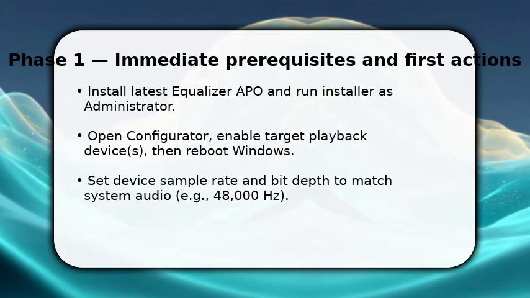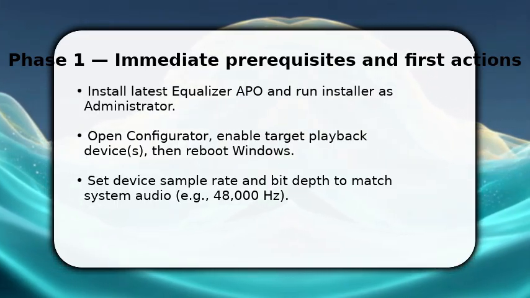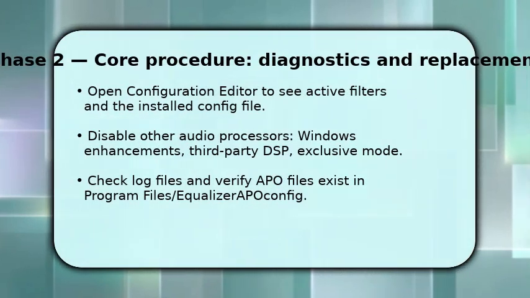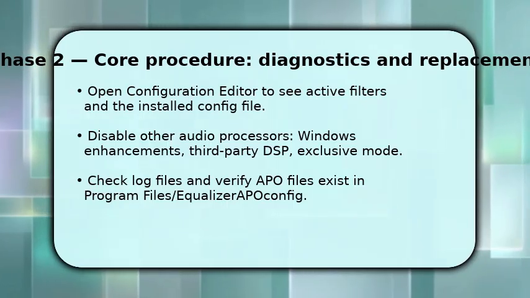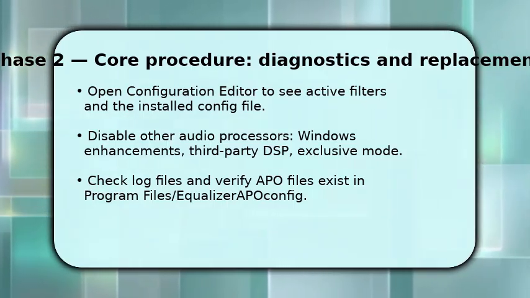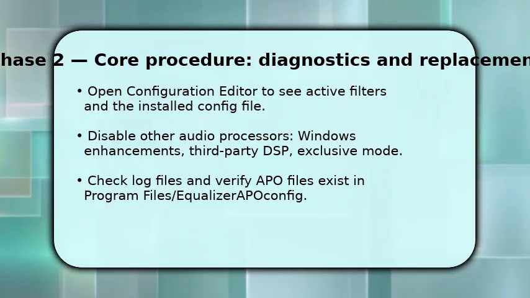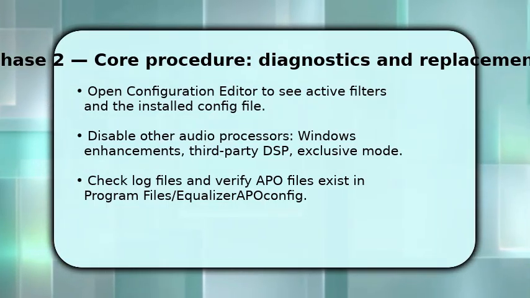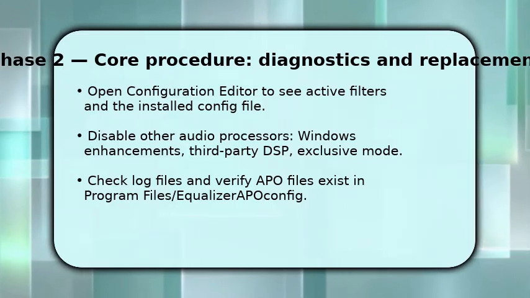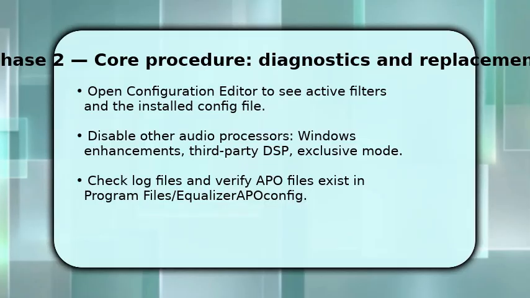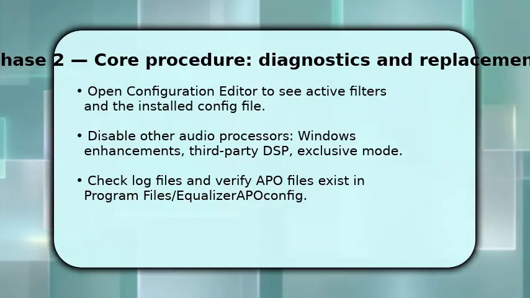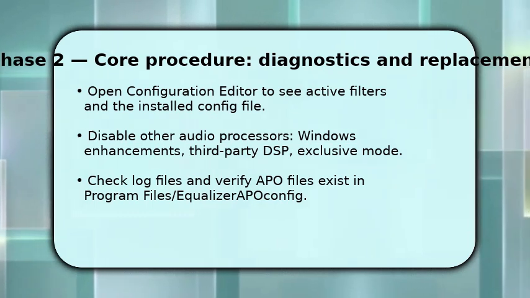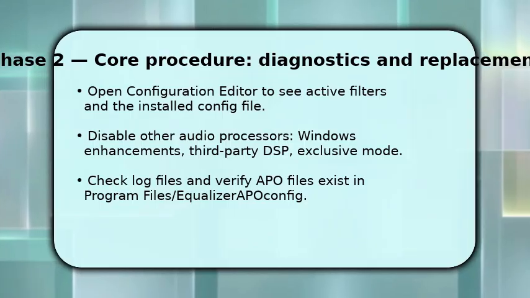Next, confirm the configuration is actually applied. Open the configuration editor and verify your filters appear, and that config.txt is present in Program Files/EqualizerAPO/config. If nothing shows, Equalizer Apo didn't attach to the device. Make sure Windows audio enhancements and any third-party DSP, like manufacturer software, are disabled, and turn off exclusive mode in app settings because exclusive streams bypass Apo. Check Equalizer Apo log files for load errors.